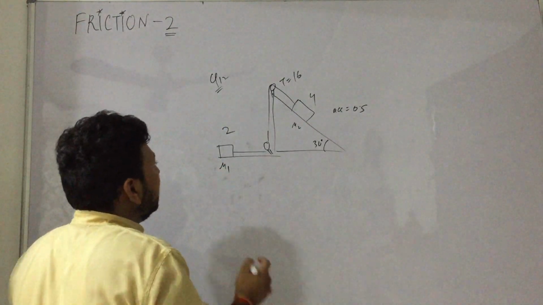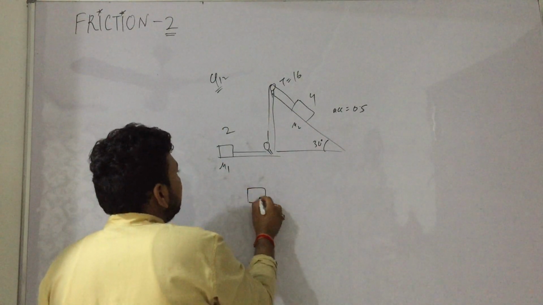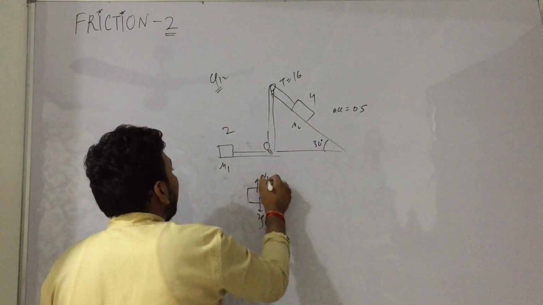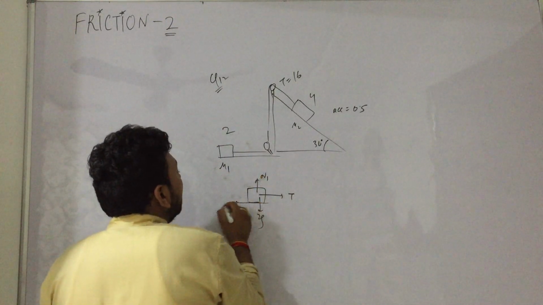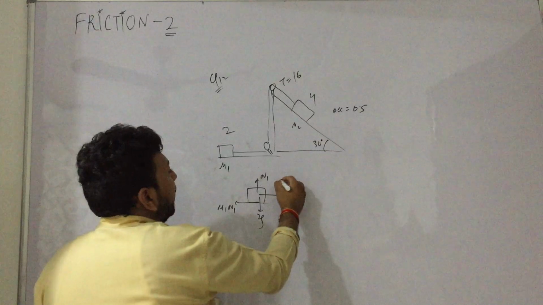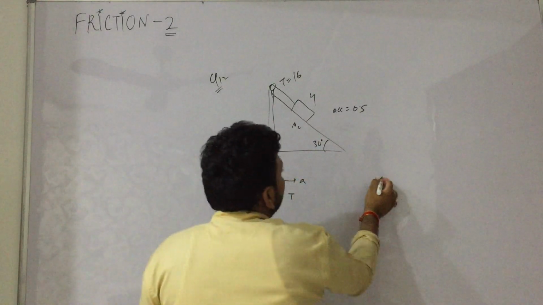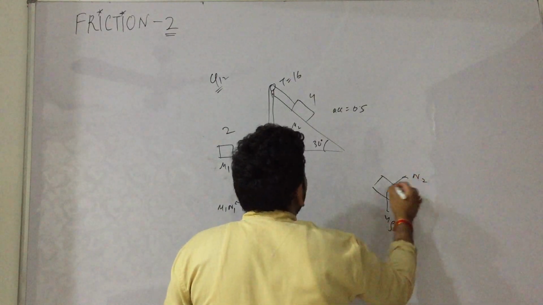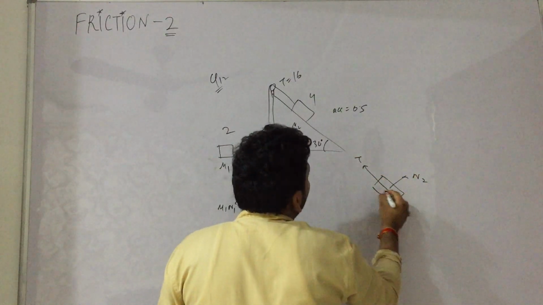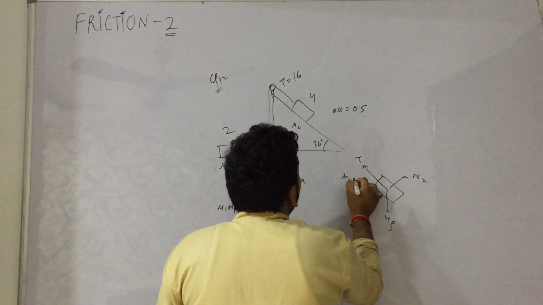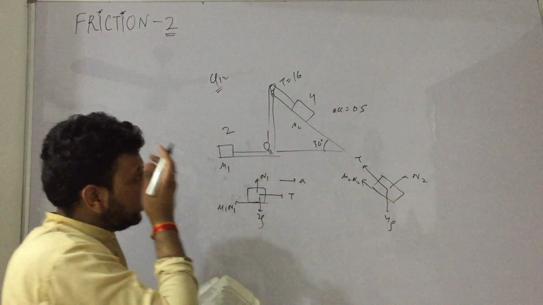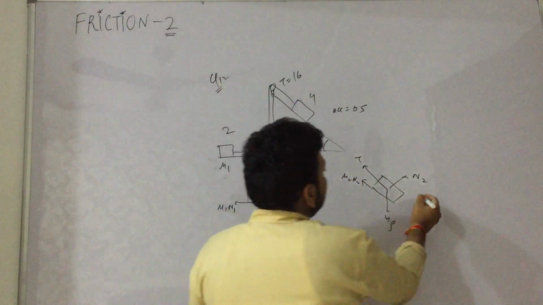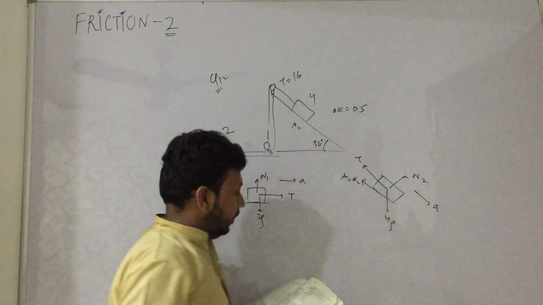So we have to find mu1 and mu2. We can very easily form the diagram. For the first block: 2g, N1, T, mu1 N1, and acceleration. Second diagram: 4g, N2, T, and then mu2 N2. That's it. And then acceleration obviously.